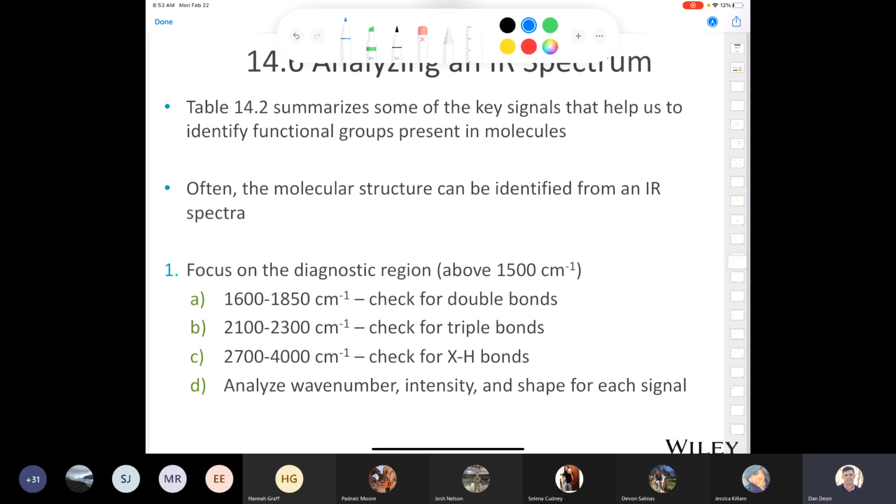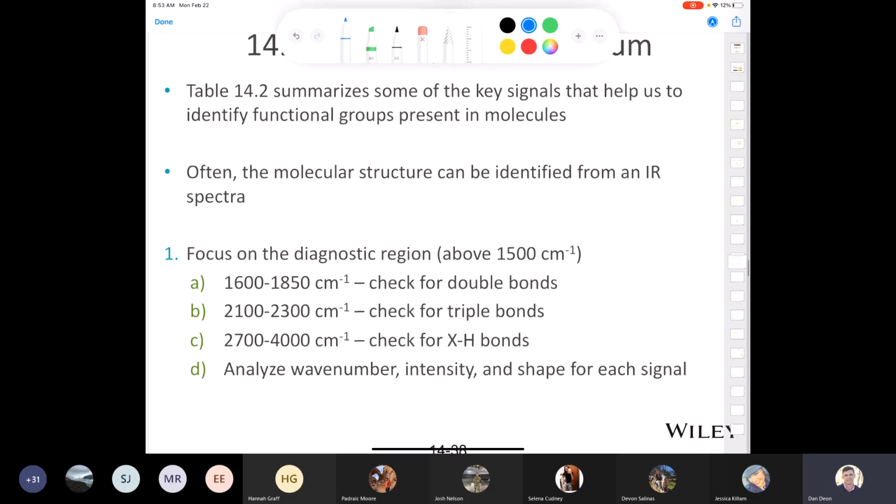It's not an exhaustive list of important signals, but it gives you all the ones that are important for our class. So what are you going to do when you're analyzing a spectrum? Imagine you're on the next quiz a week from today, and you're looking at an infrared spectrum. How do you analyze it? Well, the first thing you're going to do is look in the diagnostic region. You're not going to spend a whole lot of time in the fingerprint region.